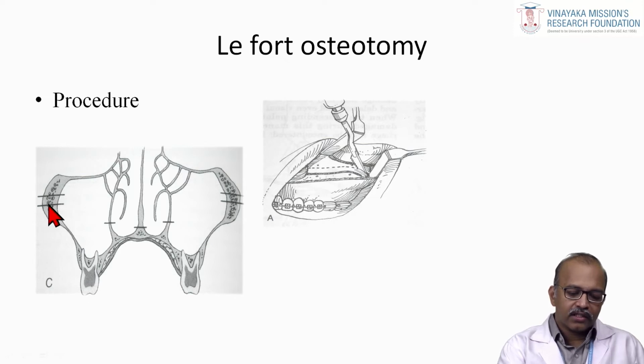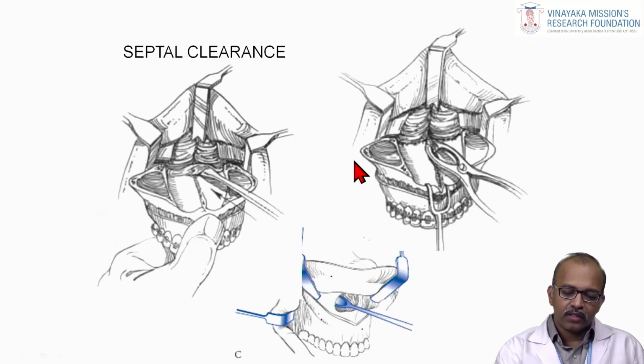This is a lateral cut, the lateral wall of nose cut, osteotomy, and this is a nasal septal cut, osteotomy cut. This is how the excess bone is removed, and this is how the soft tissue clearance is done with the help of a septal chisel, alar nasal chisel or guarded nasal chisel.